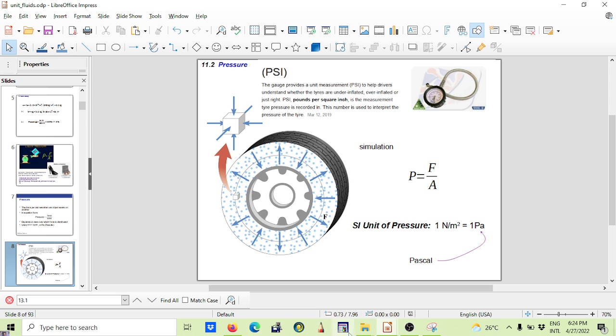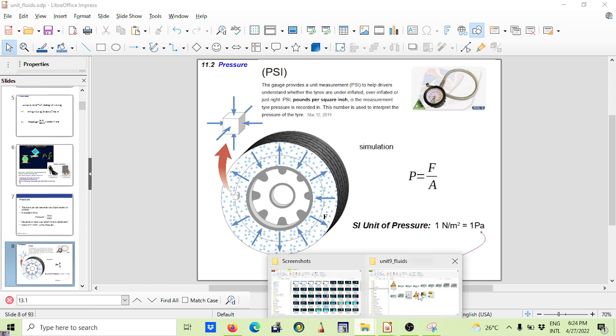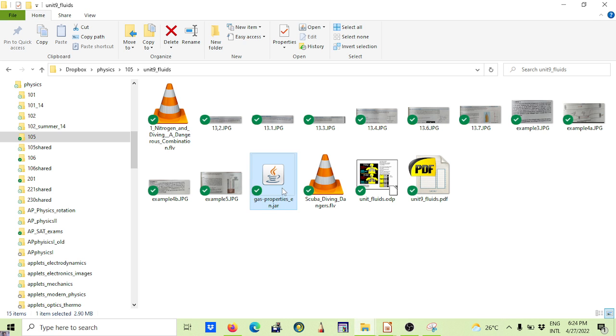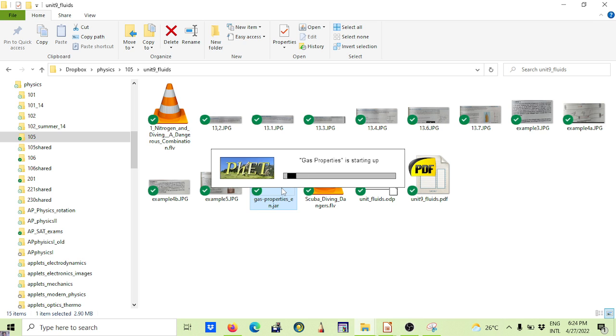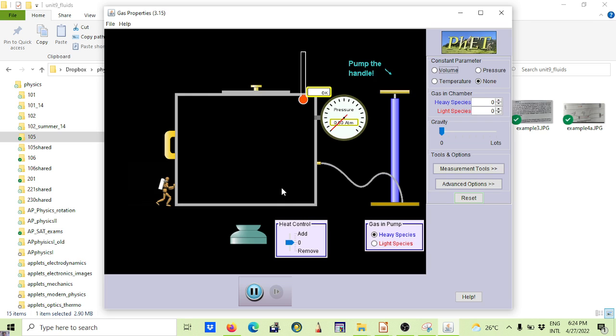Okay, so I have a small simulation. Let's see, gas properties. You can find those if you Google PhET Sims.